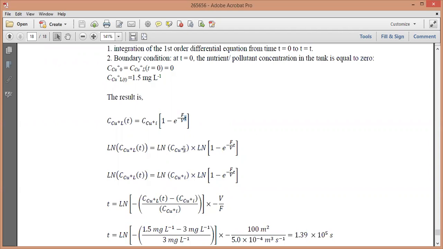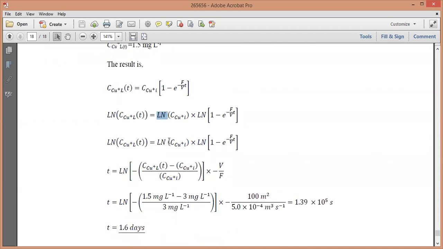So you multiply all sides here with natural log. There you have it, because you're trying to free this. Remember, it's in a log, it's in an exponential there. So you first come there. All sides of the equation should be multiplied by natural log, after which you free your t and make your t equal to natural log of that multiplied by negative V over F.